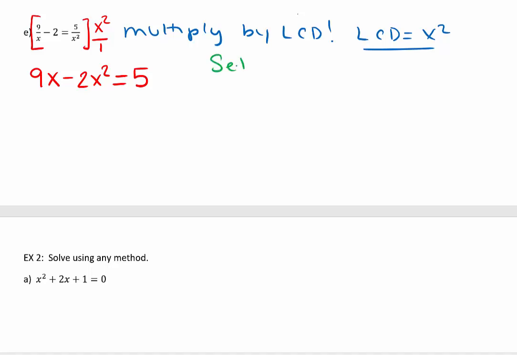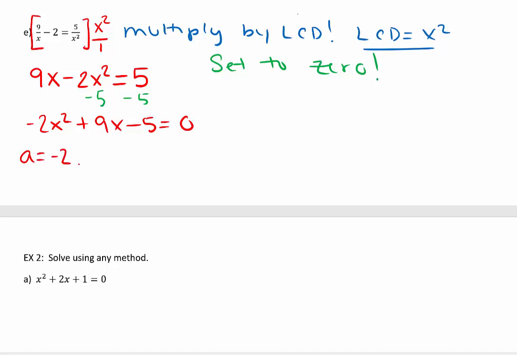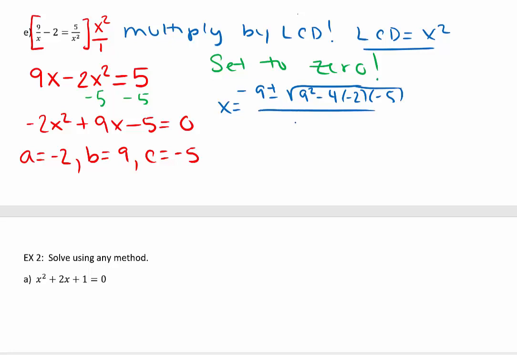Now, this equation's a little bit different than the previous examples in that I have to set this to 0. The quadratic formula only applies if one side equals 0. It doesn't matter which side you set equal to 0. So maybe I'll just subtract that 5. So now that I've set this thing equal to 0, let's see, my a is negative 2, my b is 9, and my c is negative 5. And so I'm just going to take those numbers, plug them into my formula. So x is negative b plus or minus the square root of b squared minus 4 times a times c, all over 2 times a.